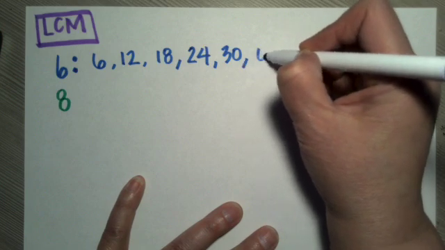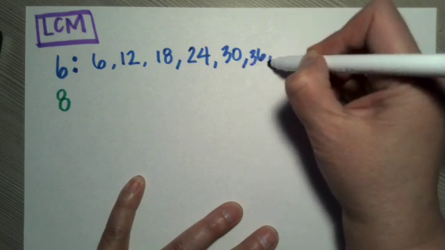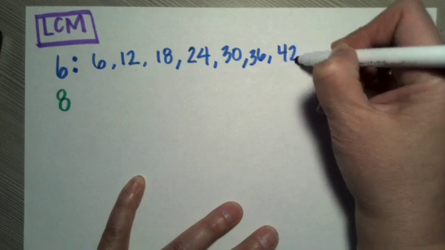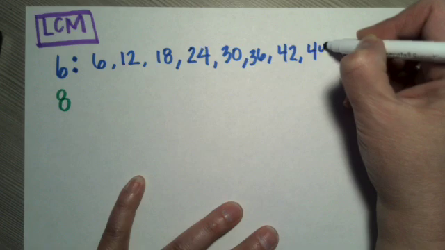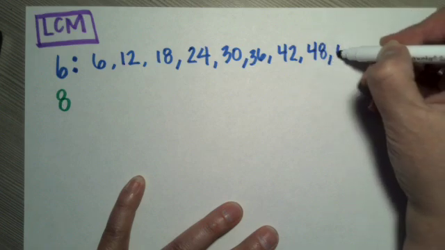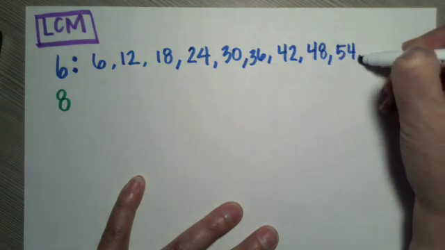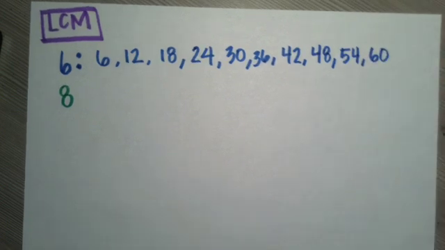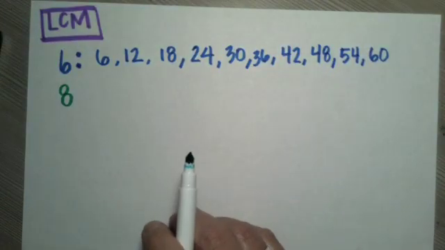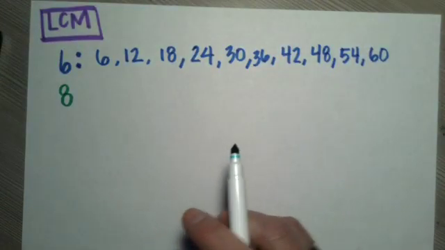6 times 6 is 36. 6 times 7 is 42. 6 times 8 is 48. 6 times 9 is 54. And 6 times 10 is 60. Now, we want to line these up as we go.